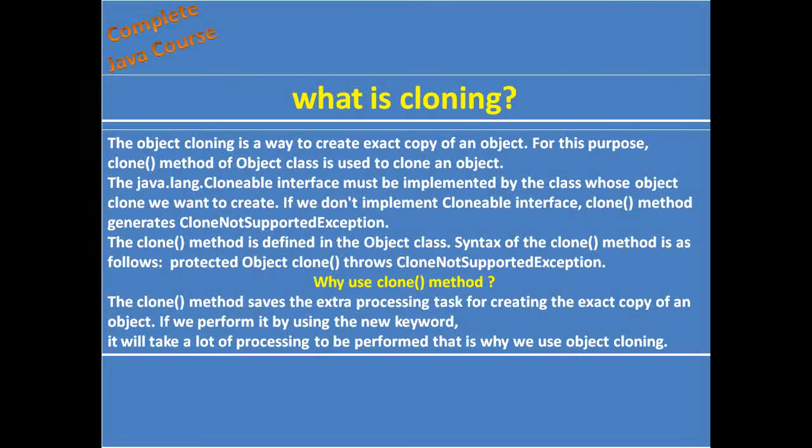The clone method is defined in the Object class. The syntax of the clone method is as follows: protected Object clone() throws CloneNotSupportedException. So this is the syntax of the clone method. Why use the clone method? The clone method saves the extra processing task for creating an exact copy of an object. If we perform it by using the new keyword, it will take a lot of processing to be performed. That is why we use object clone.